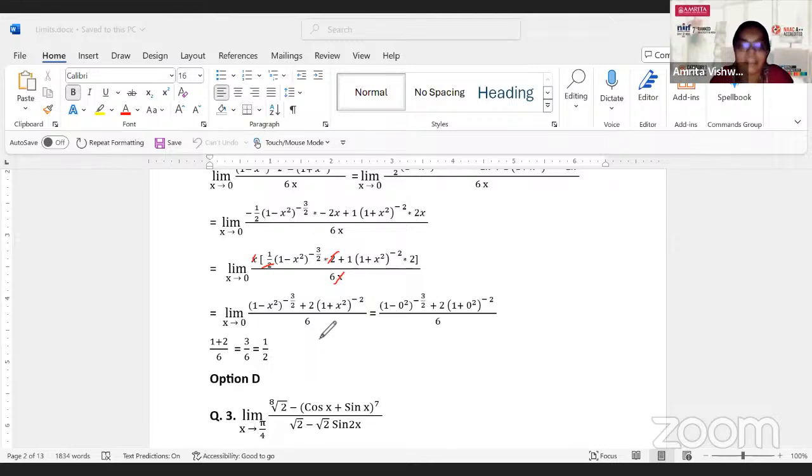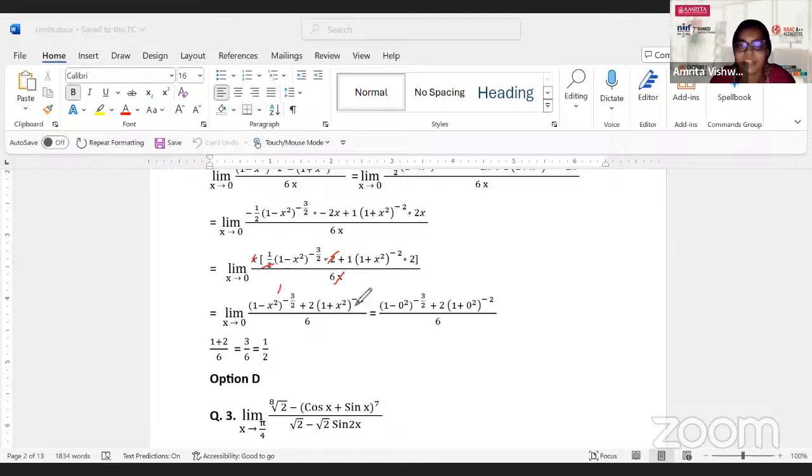Now try applying limit. 0. 1 minus 0 square whole raised to minus 3 by 2. Anyway, 1 raised to minus 3 by 2, it's 1 only. Plus 2 into 1 plus 0 square whole raised to minus 2. So here there is a 1 plus 2 option. 1 plus 2 by 6.